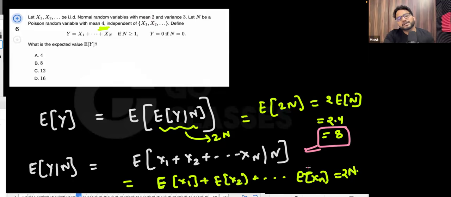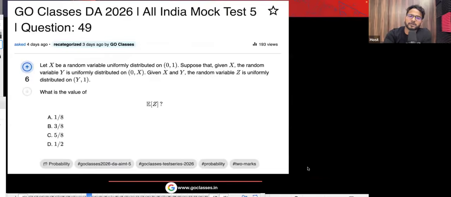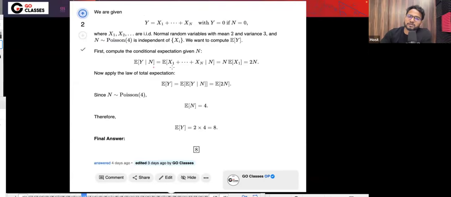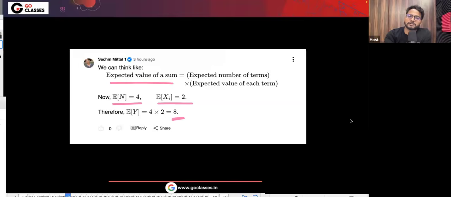Basically, if you want to find out the expectation of y, then you can condition on n and then you can find it out. Or intuitively, you can also think that if you want to find out the expected value of the summation, then it will be the expected number of terms into the expected value of each term.